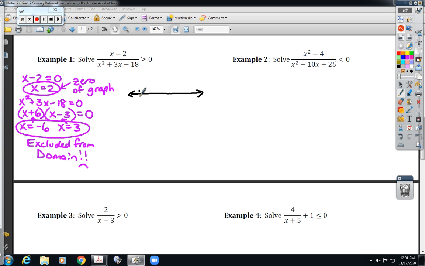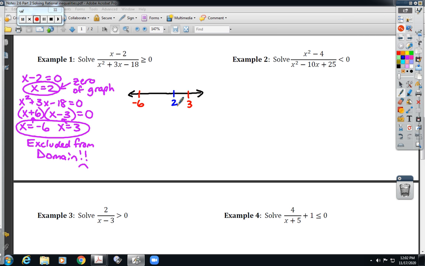So let's see here. -6. Now, hold on. -6 and +3 are the excluded values. That's why I put them in red. And then 2 is the 0 of our graph.